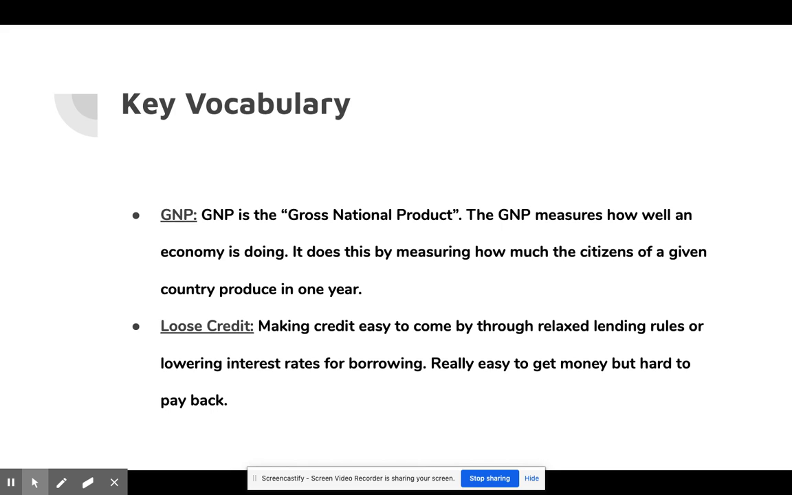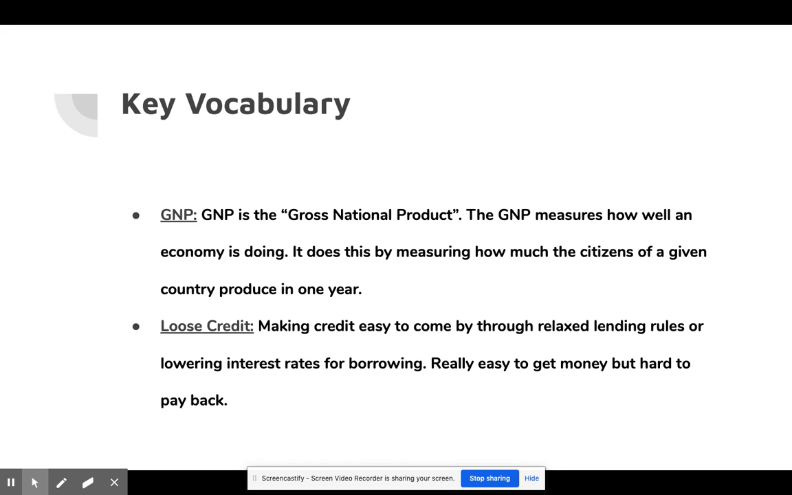So some key vocabulary that you guys will need to know throughout this unit is GNP. This is the gross national product. The GNP measures how well an economy is doing. It does this by measuring how much the citizens or people of a given country produce in one year. So how much they produce of corn or how much they produce of steel, or one of those, is their GNP.